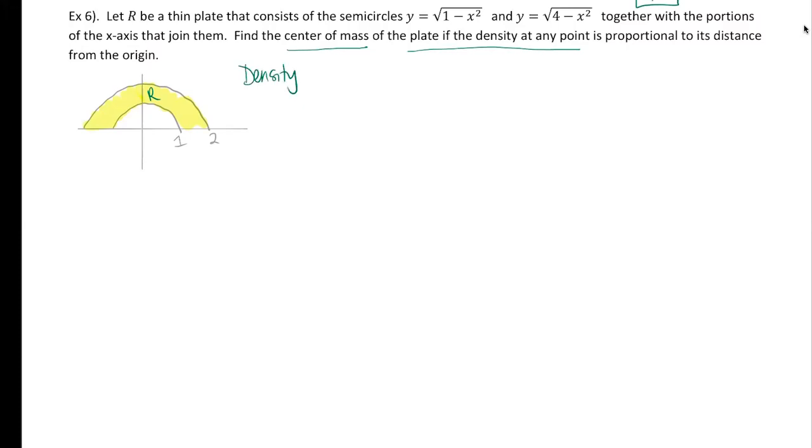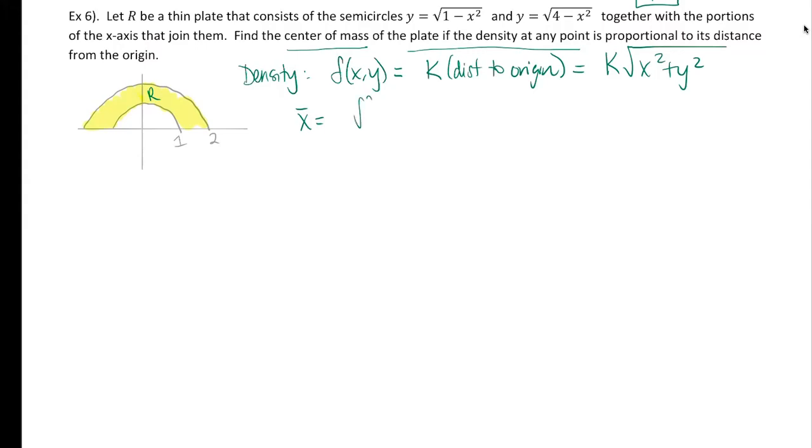The density is proportional to the distance. So proportional means we just have a scalar multiple times the distance to the origin. So I can put that as k, and then my distance to the origin is just going to be square root of x squared plus y squared. And then I can ask how I find center of mass. So center of mass of the plate is going to be my average weighted x location and my average weighted y location.